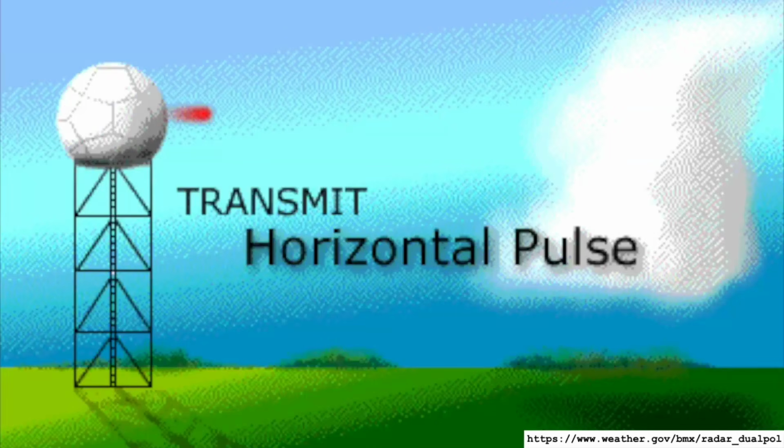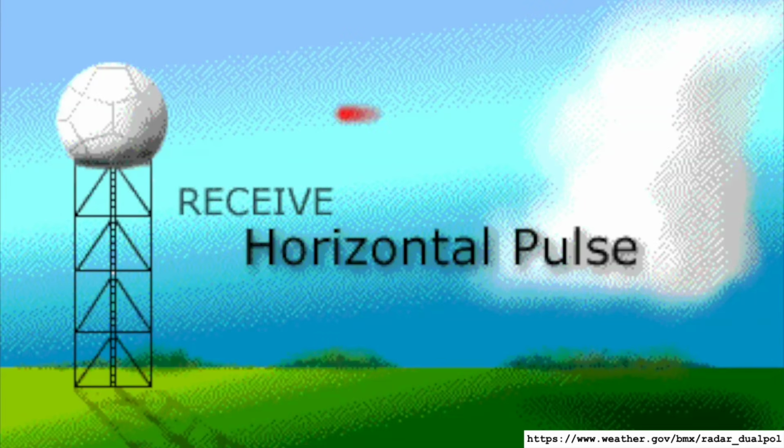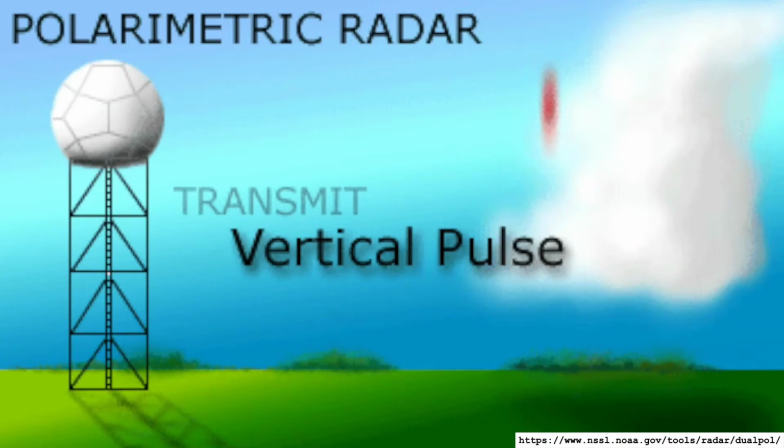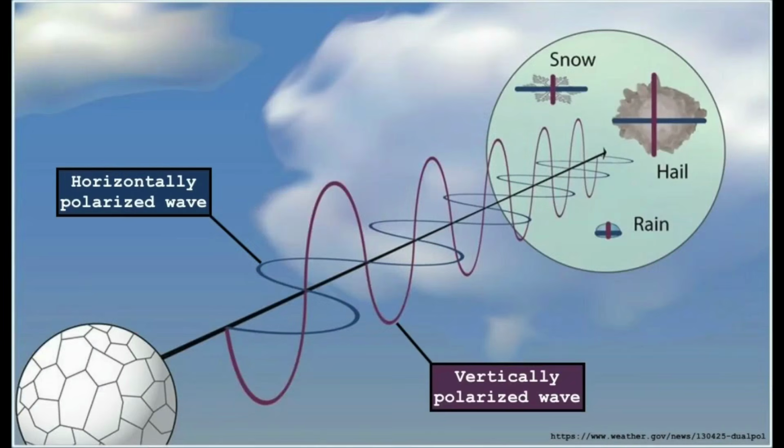Prior to the upgrade, radars could only send out pulses that were oriented horizontally, in other words, horizontally polarized. Today, WSR-88D radars send out pulses that are polarized in both the horizontal and vertical, which allows us to obtain vital information about the size, shape, and orientation of targets rather than just their intensity and velocity. Dual polarization yields a few additional products that can be extremely helpful, especially in severe weather situations.